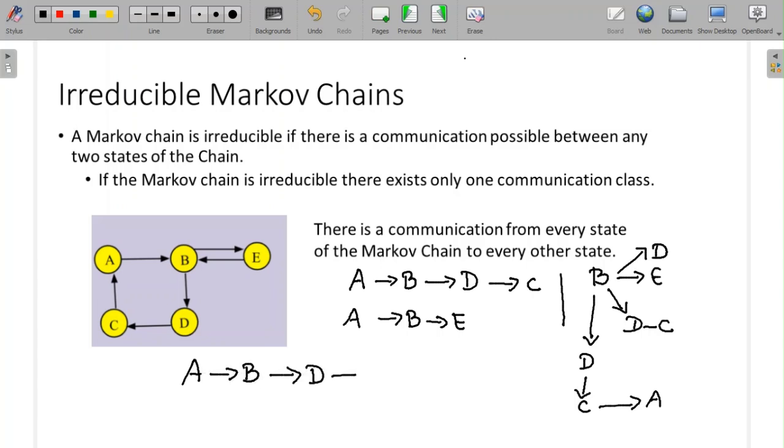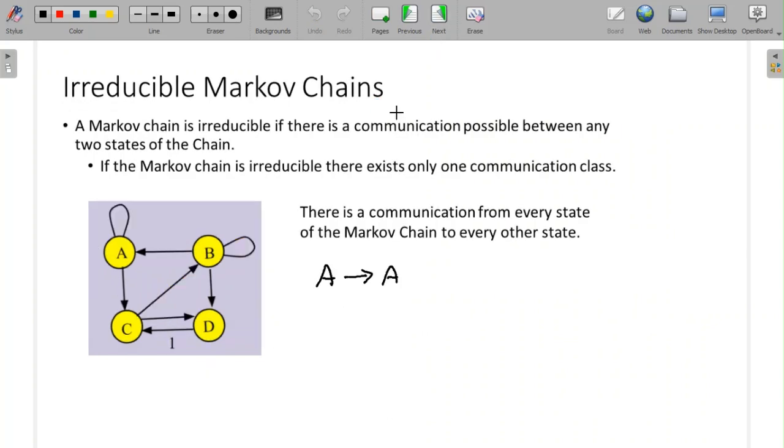A, B, B, C, A. This is one way to reach A from A, or A, B, E, B, A. This is also a way to reach A from A. Here, though, the communication is slightly different. That is the communication from A to A possible, and the communication from B to B possible. So this Markov chain can also be analyzed. I'll leave that as an exercise to you.